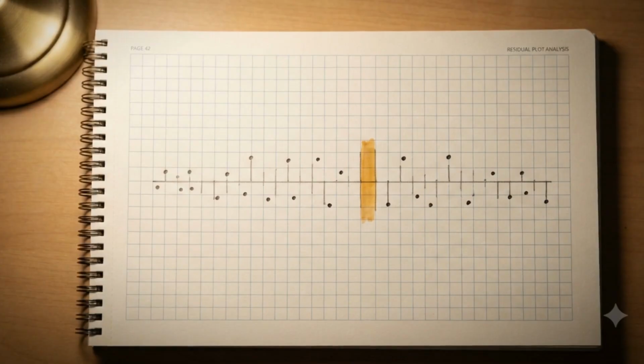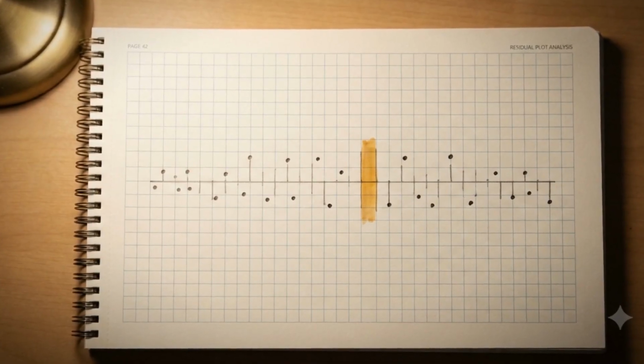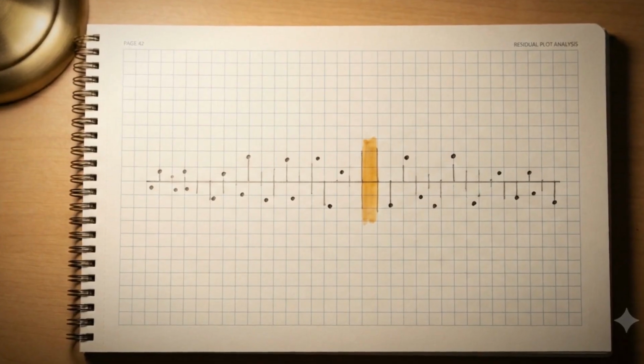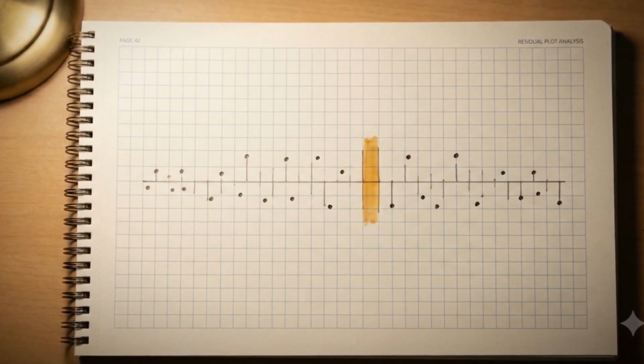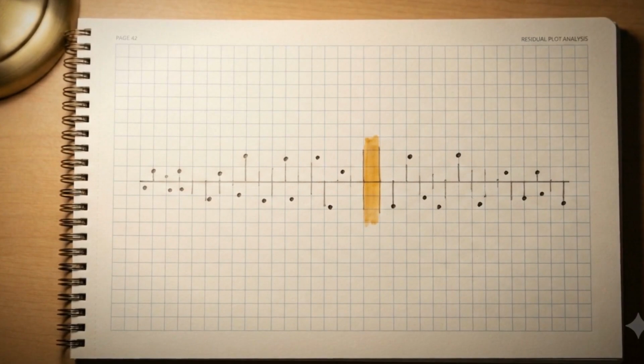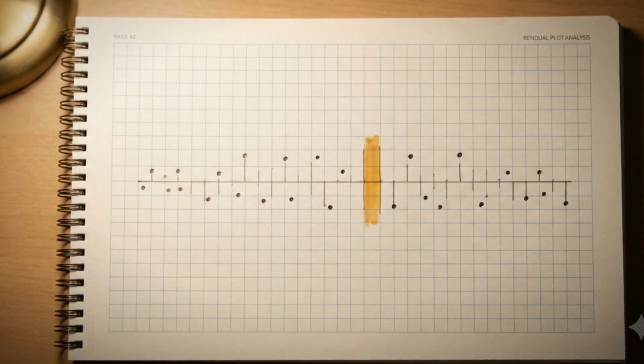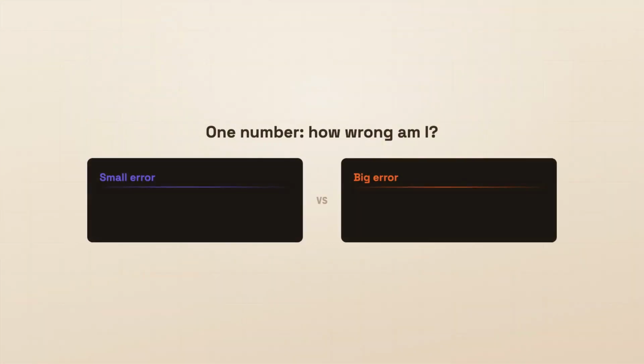Remember, our examples come with answer keys, the real prices we already know. So we draw little pencil ticks, the gap between the line and each real dot. A big gap means a bad guess. We add up every gap into one single number. That number has a name, the error or the loss. Small number, good line. Big number, bad line. One number for how wrong am I right now.